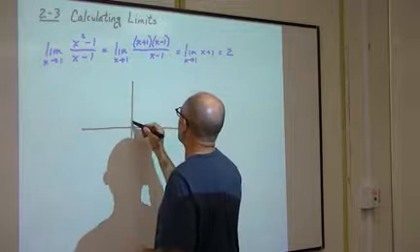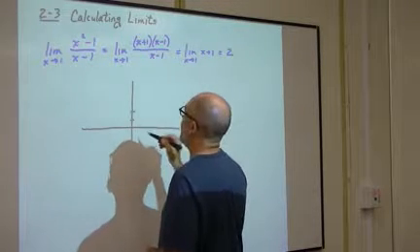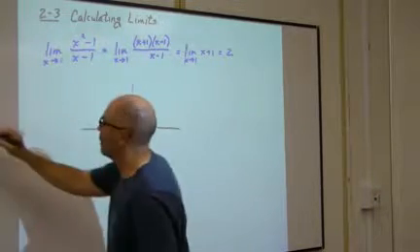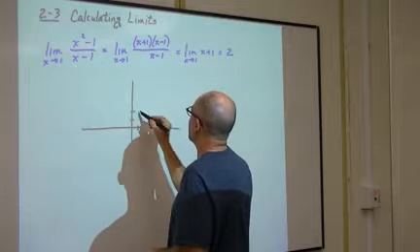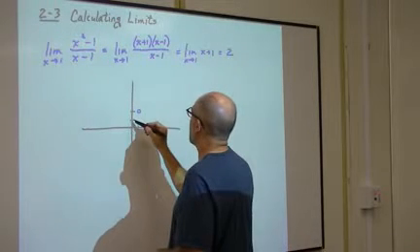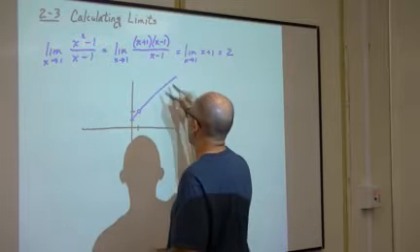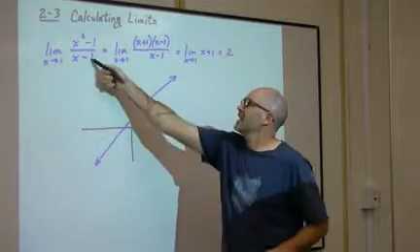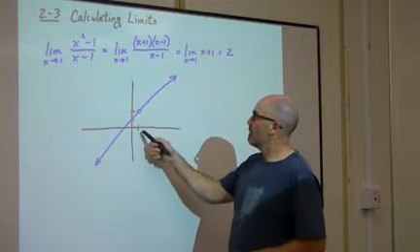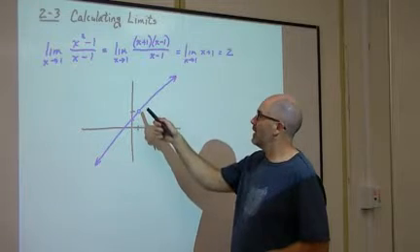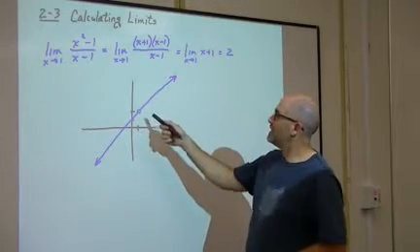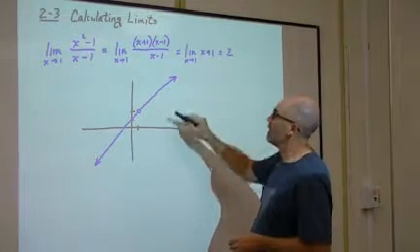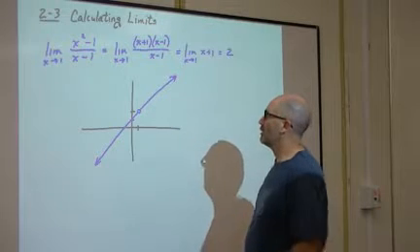Y equals x plus 1, and at x equals 1, it's undefined. So basically I have a hole right here. But otherwise, this is a linear function except for the value at x equals 1 is going to be 2, but it's undefined there. So it's the same thing as y equals x plus 1, only it's undefined at x equals 1.